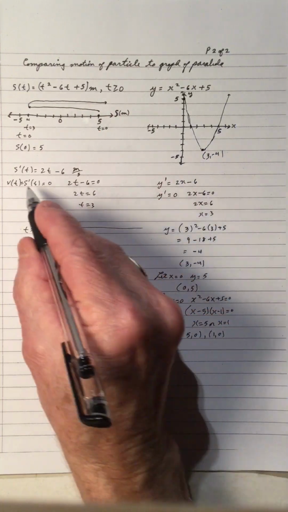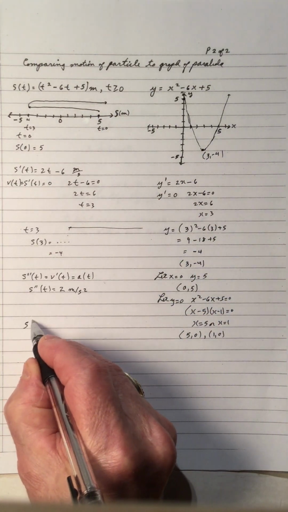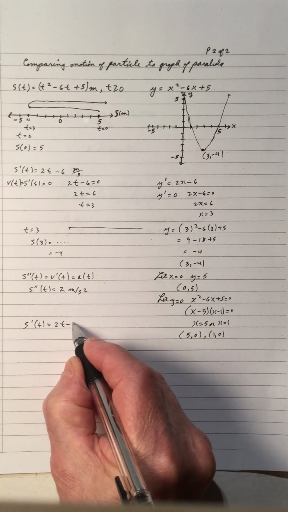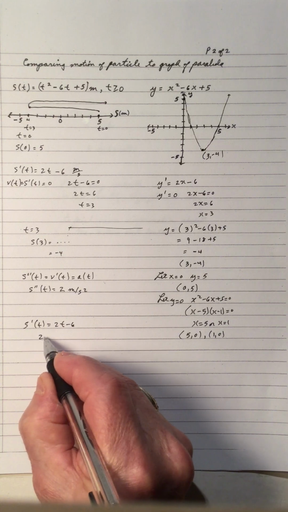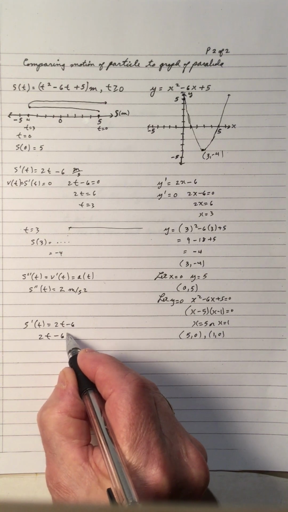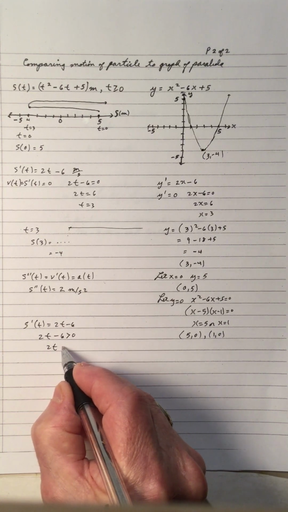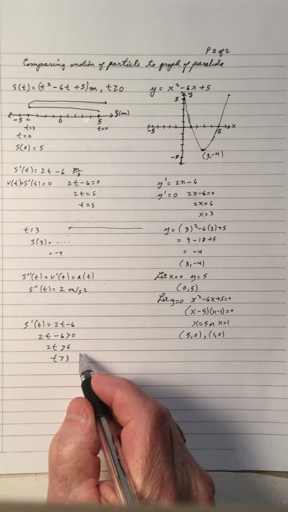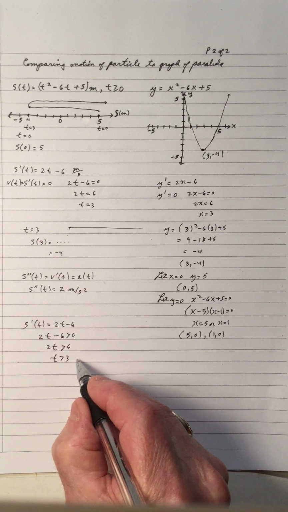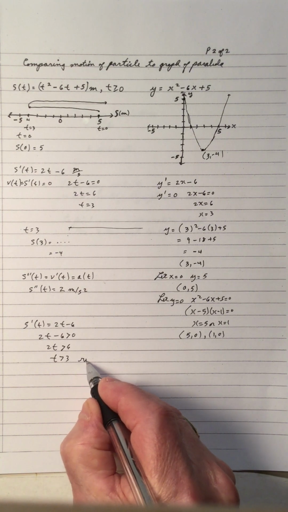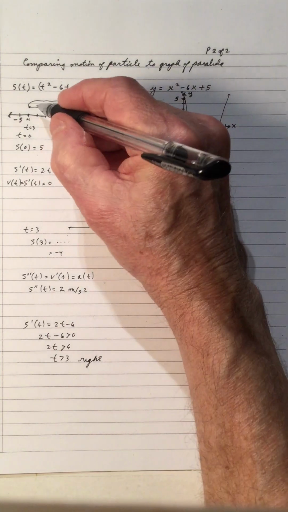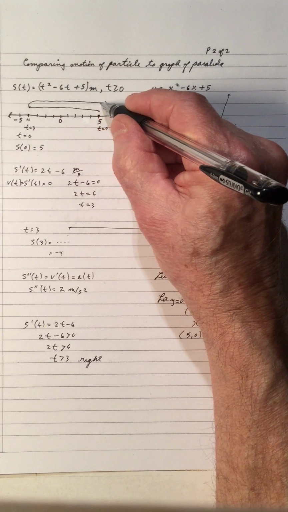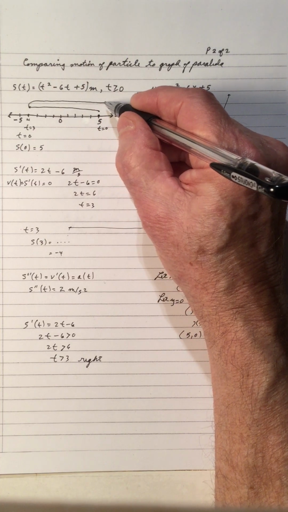So if we take the s prime and look at 2t minus 6, that means 2t minus 6 is greater than 0. 2t is greater than 6. So when t is greater than 3, it's going to go to the right. So here it is at 3. At 3 it stops. And when t is greater than 3, then it swings to the right.